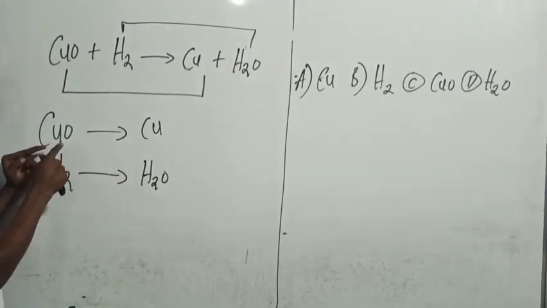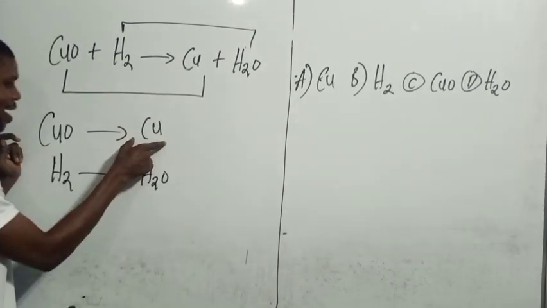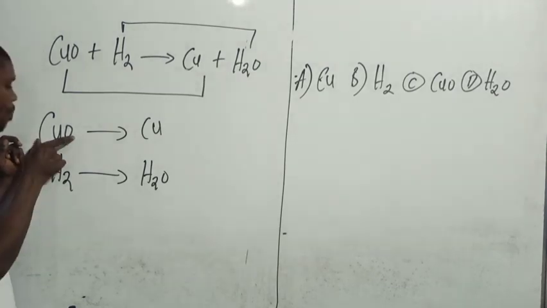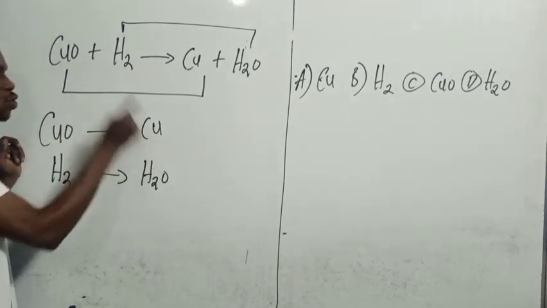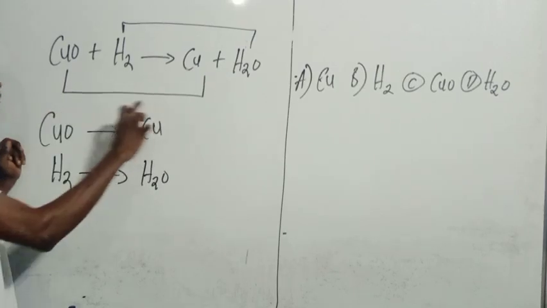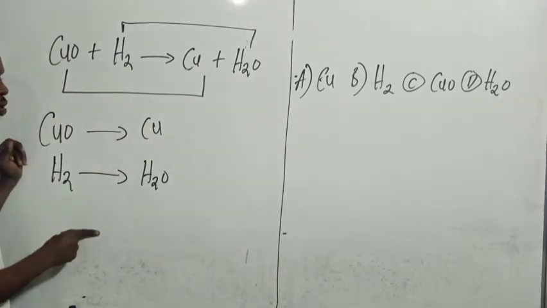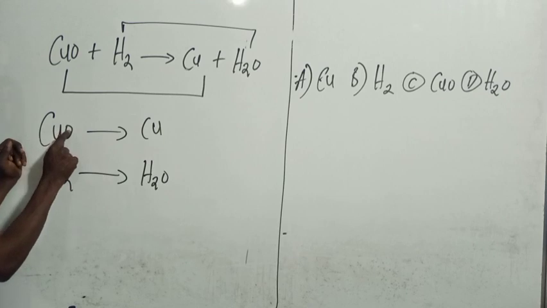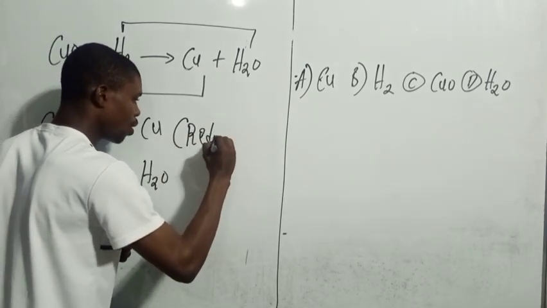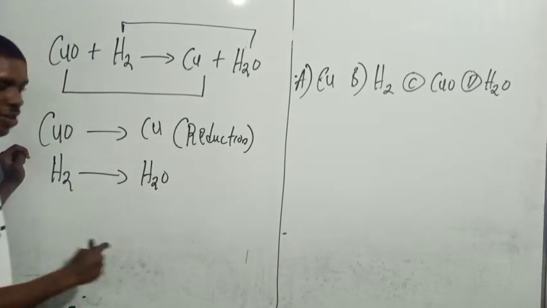Now remember, reduction is the loss of oxygen. From here to here, copper oxide has lost oxygen to form copper. So this one has undergone reduction. It's been reduced, from copper(II) oxide to copper metal. Because there's a decrease in oxygen, or loss of oxygen, we have reduction.